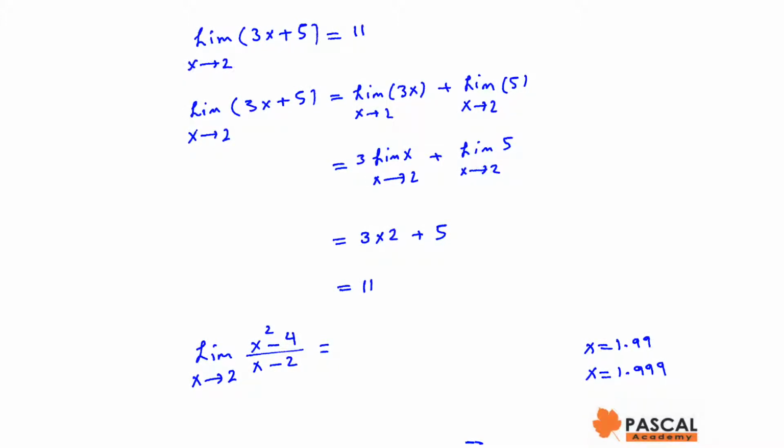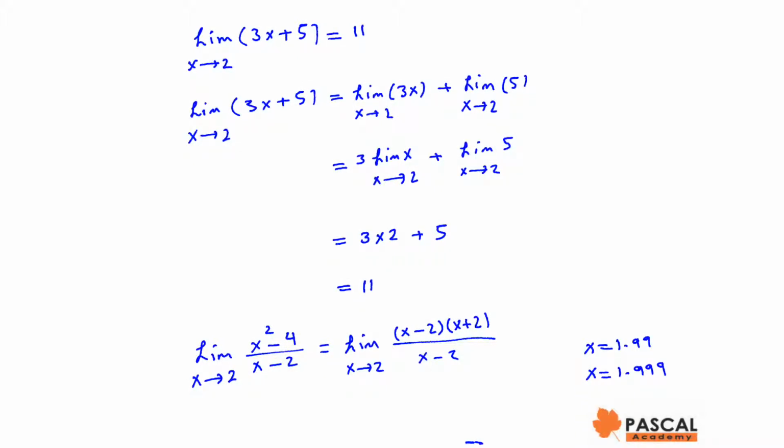As you know, the properties of limit cannot be used in this question because it is a fraction and the denominator as x approaches 2 is approaching 0. To find this limit, we factor the numerator of the fraction. x squared minus 4 is x minus 2 times x plus 2, and our limit can be written as limit of x minus 2 times x plus 2 over x minus 2.